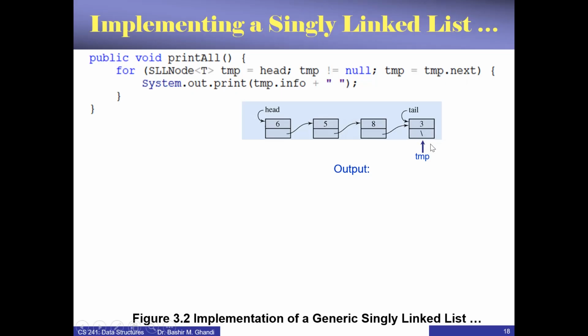And then do the condition. Is temp not equal to null? Yes, it is not. It is pointing to the last node. So print temp.info, meaning print the 3. So our output so far will be 6, 5, 8, 3. Okay, and after that, go and do the increment.